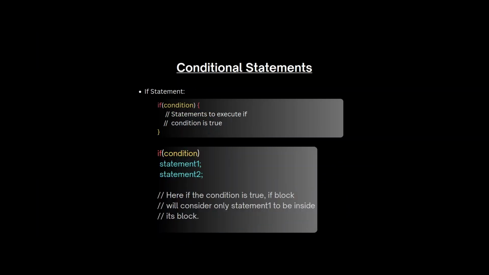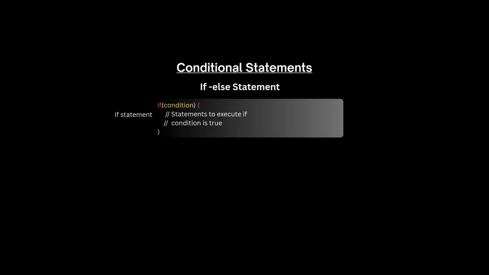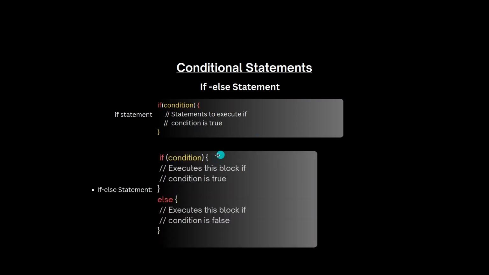And next we have if else. The if statement alone tells us that if a condition is true, it will execute a block of statements, and if the condition is false, it won't. But what if we want to do something else if the condition is false? Here comes the else statement. We can use the else statement with the if statement to execute a block of code when the condition is false. This is the syntax.